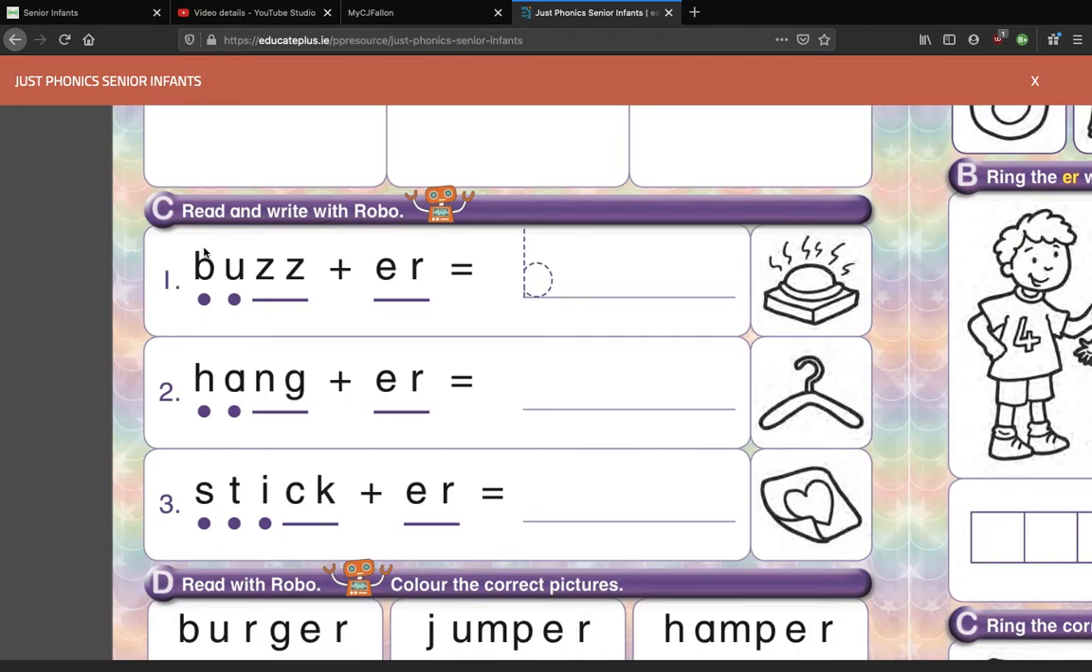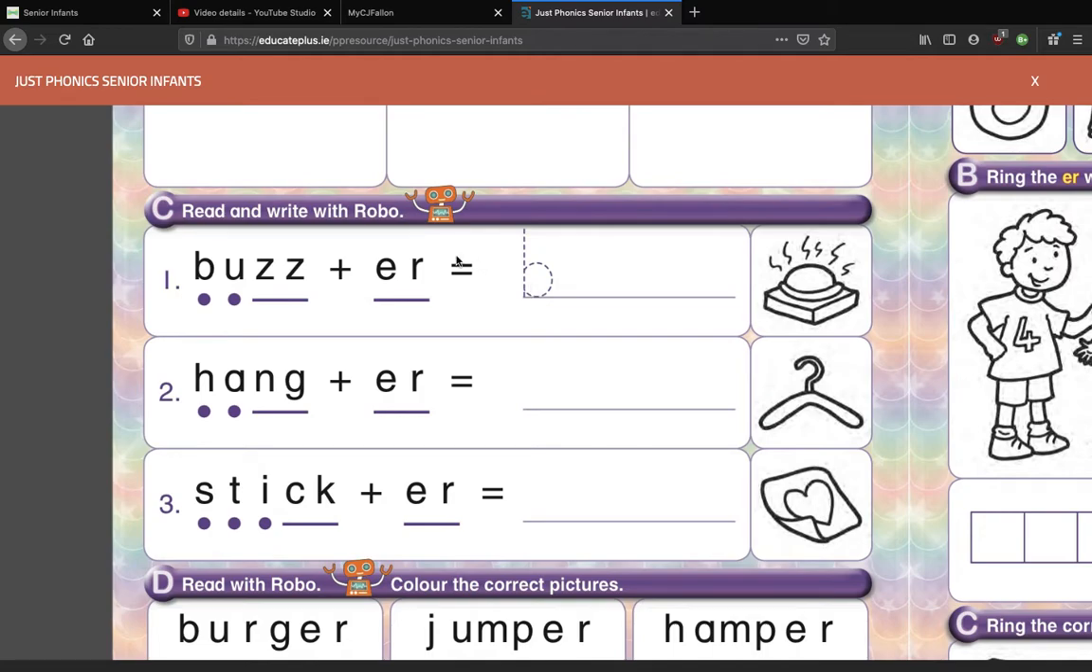Then read and write with robo. So if you have the dot here, it's got one letter sound. If it's got a line, it's got two letters in its sound. So we've got b, o, z plus, so we're kind of making maths out of our words here. So we're doing b, o, z, buzzer. Buzzer. It's a button that you press in a quiz, a buzzer.